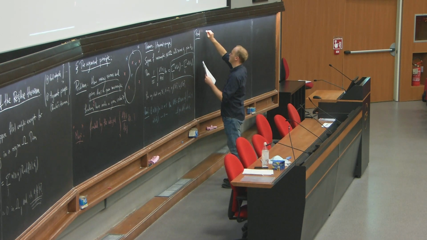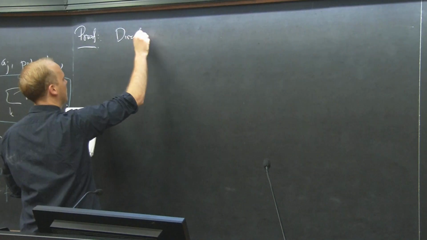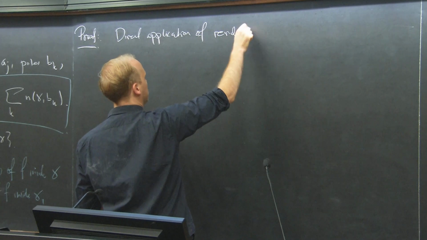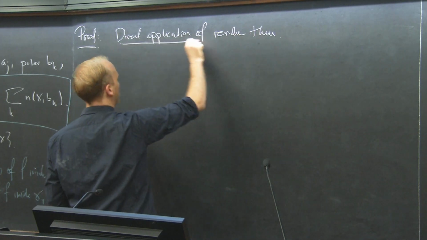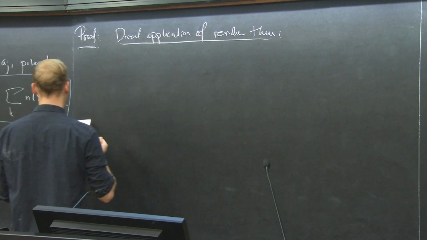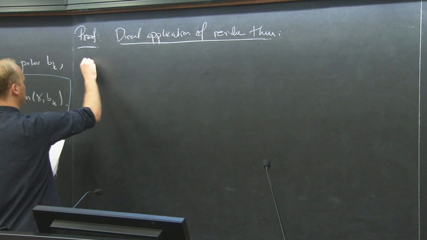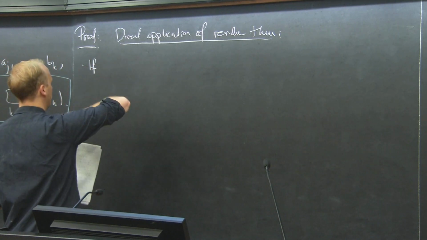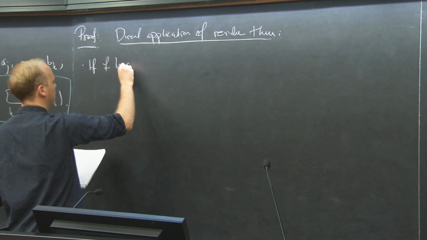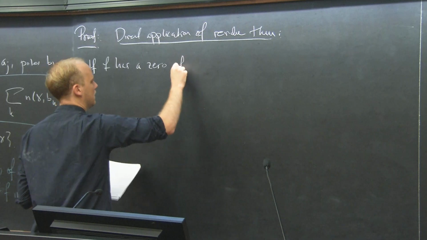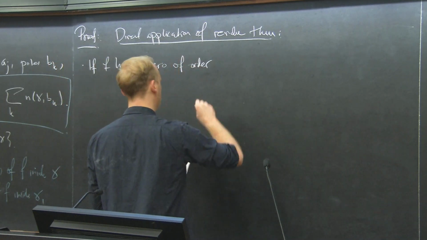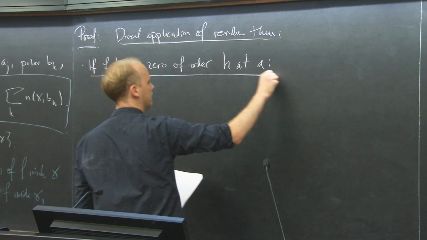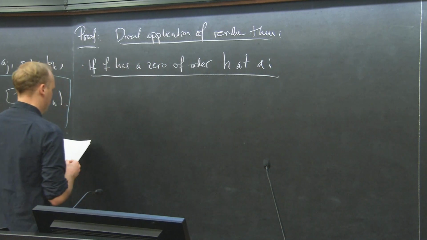Okay. So proof of the argument principle. It's a direct application of the residue theorem. Okay, and you will see how this comes in now. So we have two cases. First we say what happens if f has a zero of some order, and then what happens if it has a pole of some order. So, if f has a zero of order h at some point a, assume we have this. Then what happens?